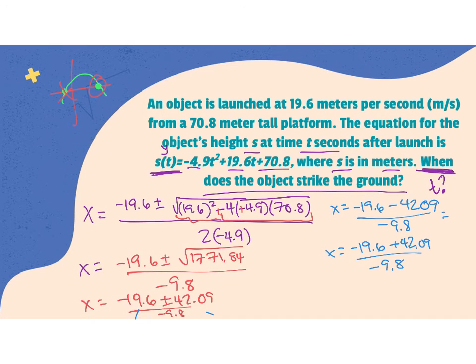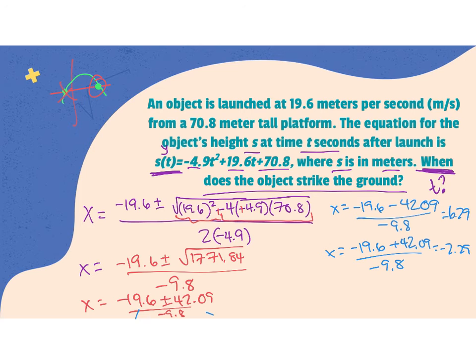I'm going to plug those two things in. So do your numerator first. Negative 19.6 minus 42.09, divided by negative 9.8. And I end up with 6.29 there. And then in the bottom one, negative 19.6 plus 42.09, divided by the negative 9.8, and I get negative 2.29.